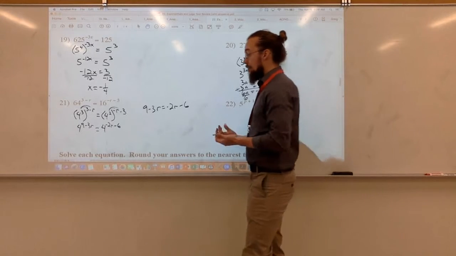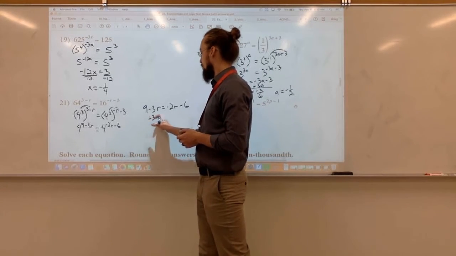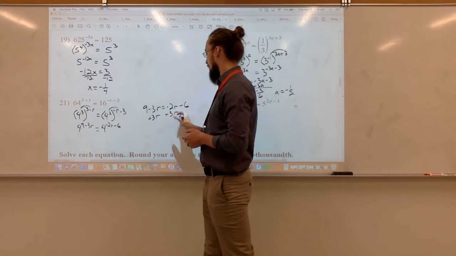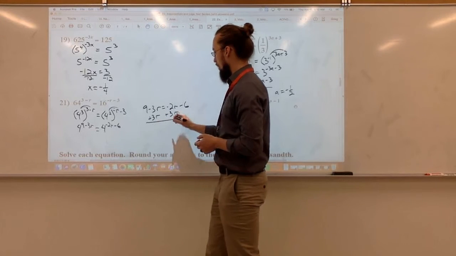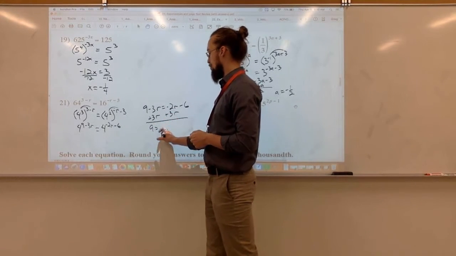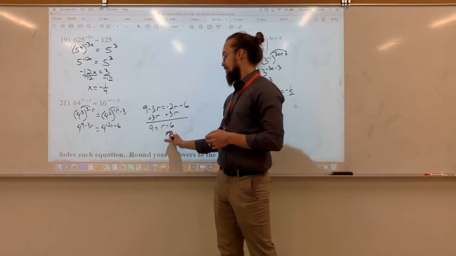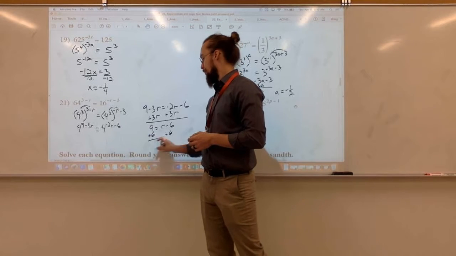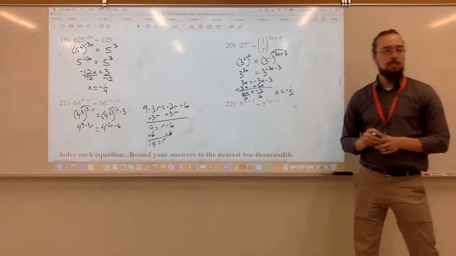Now I want to get the variables on one side. It doesn't really matter which way we go. We could add 2r over to here or add 3r over to here. I'll add 3r over to this side. So negative 2r plus 3r is just r. Then I can add the 6 to the other side and get that r is equal to 15.